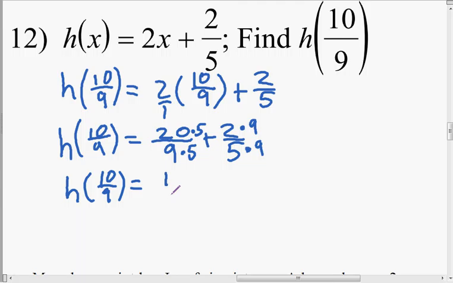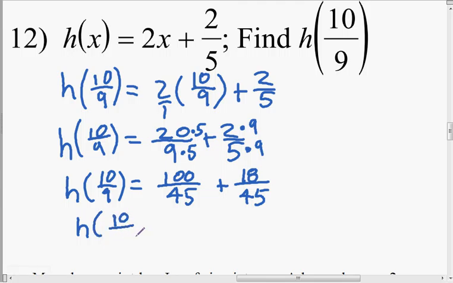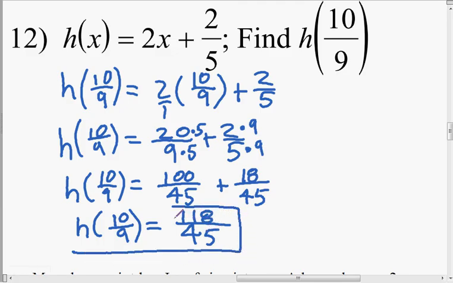Twenty times 5 is 100. 5 times 9 is 45. 2 times 9 is 18. 45. I add 100 plus 18. Because once I have a common denominator, that's the denominator in my answer. But I need to add the numerators, 118 over 45. Thank you very much.